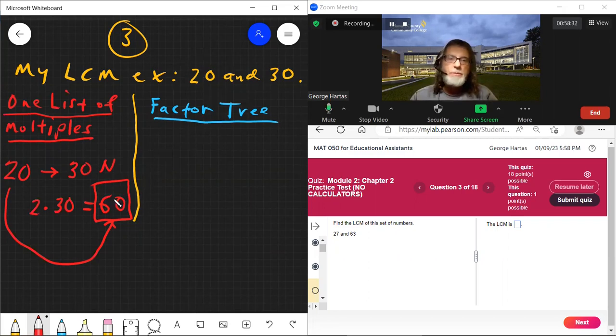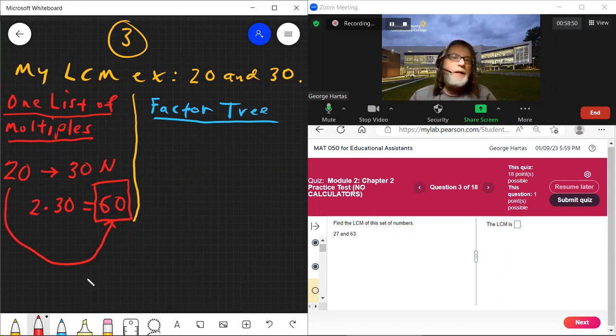So see how this number is bigger than these? It could be the same number. It could be the bigger of the two numbers. But in this case, 20 did not divide into 30, so we looked at the next multiple. We said 2 times 30 is 60, and we found it.